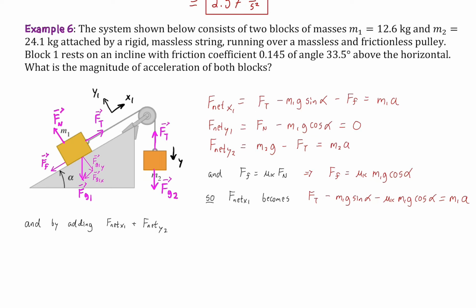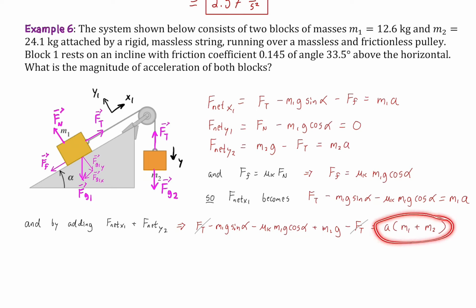Continuing at a good clip, by adding F net x1 and F net y2, again that's the same sort of algebraic trick. I wanted to make sure I did some work to set them up, so that when I added them together, things canceled nicely. I do this, and this cancels out the tension. I'm left with more terms this time because friction did complicate things.